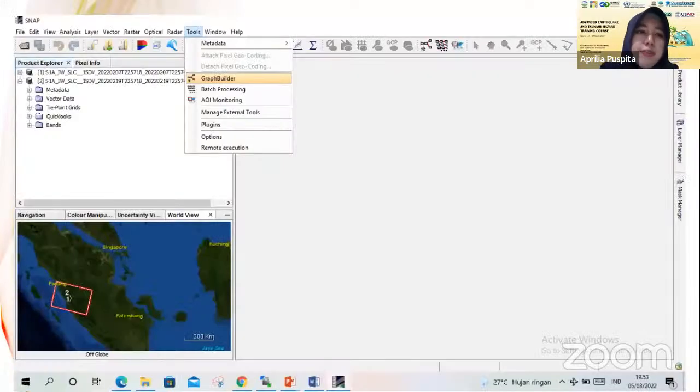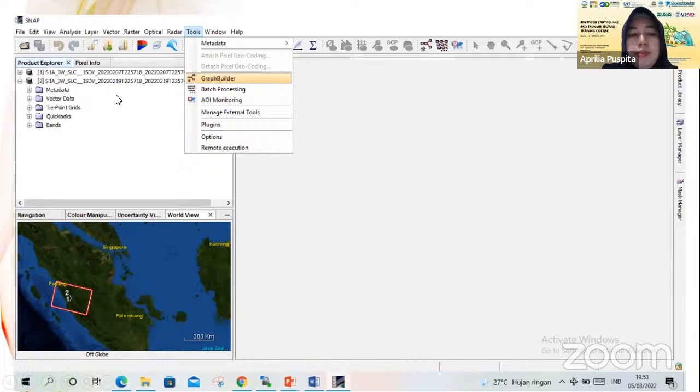This is the interface of the SNAP tool for the DInSAR process. We can process directly using Graph Builder, or if we get a mistake or a failed process, maybe we can process it step by step. And this is an example of the satellite data that we're using for the DInSAR process.